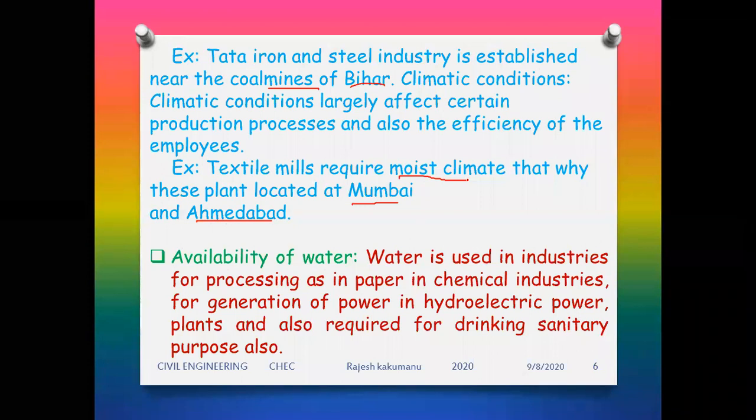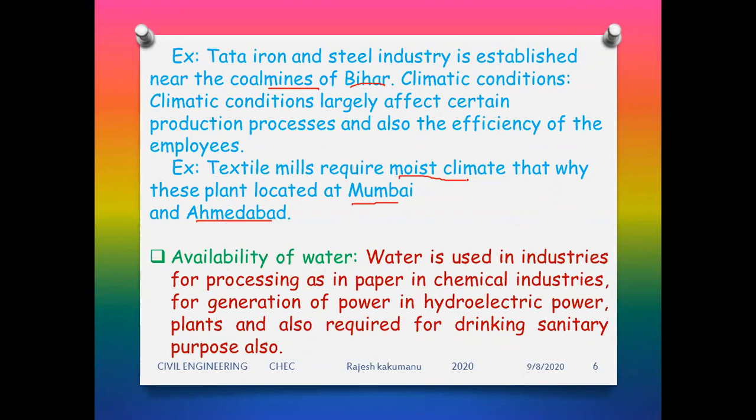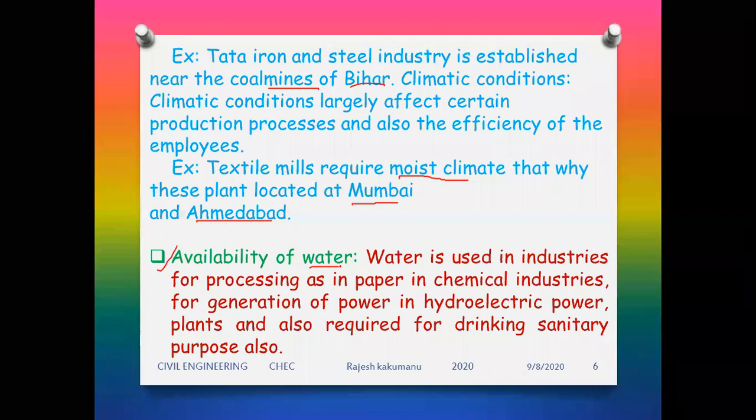So like this depends upon the product also. You have to choose a geographical area. That is also a major important thing. Next major source is availability of water. Water is a primary requirement.